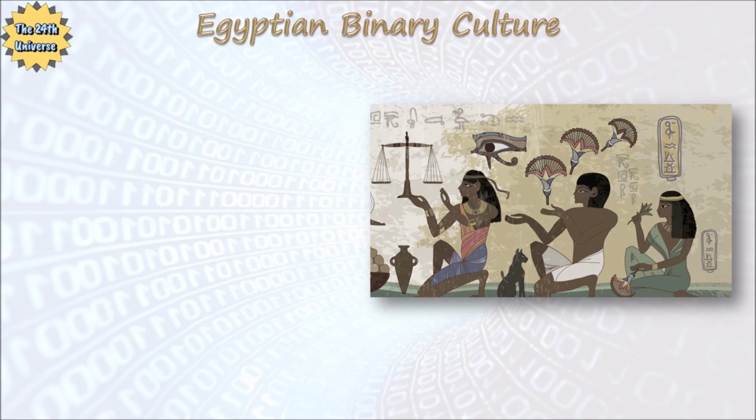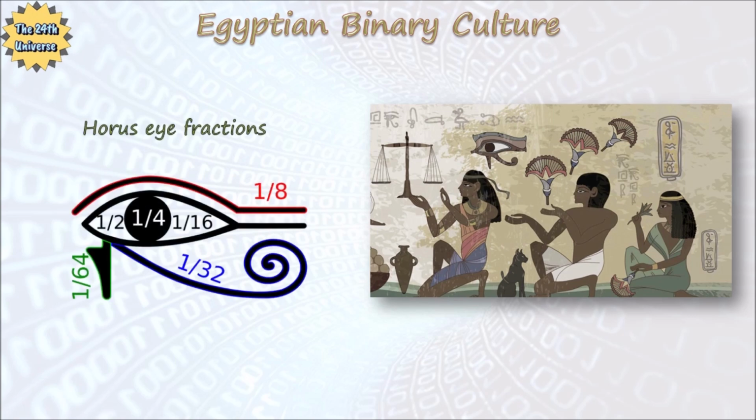In the 12th century BCE, the Egyptians used Horus-I fractions. Horus-I fractions were a binary numbering system for fractional quantities of grain, liquids or other measures, in which a fraction of an Egyptian unit is expressed as a sum of the binary fractions 1/2, 1/4, 1/8, 1/16, 1/32 and 1/64.